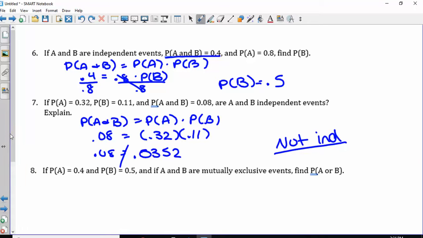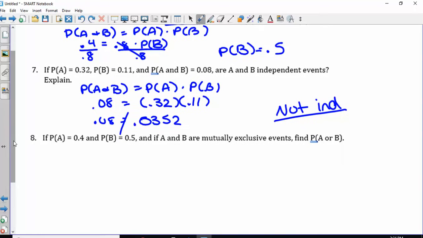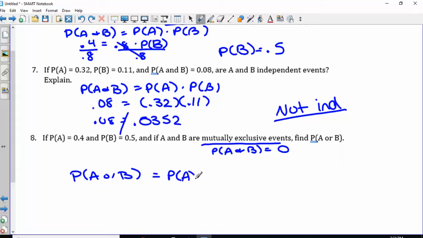Okay. Problem number 8. If probability of A is 0.4, probability of B is 0.5, and they are mutually exclusive. As soon as you see mutually exclusive, that tells me that the probability of A and B is what? 0. So you can use either or formula here. The first one is for disjoint events. That means mutually exclusive. But if you tried using the other one, when you subtract off the A and B, it's 0. So you're going to get the same thing. So 0.4 plus 0.5 is just 0.9.